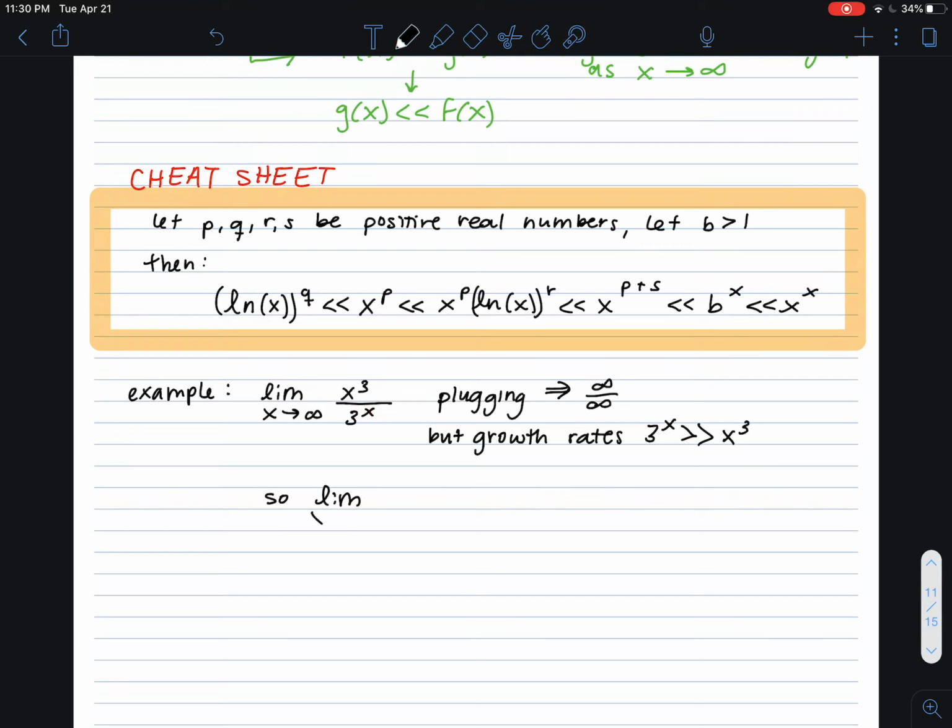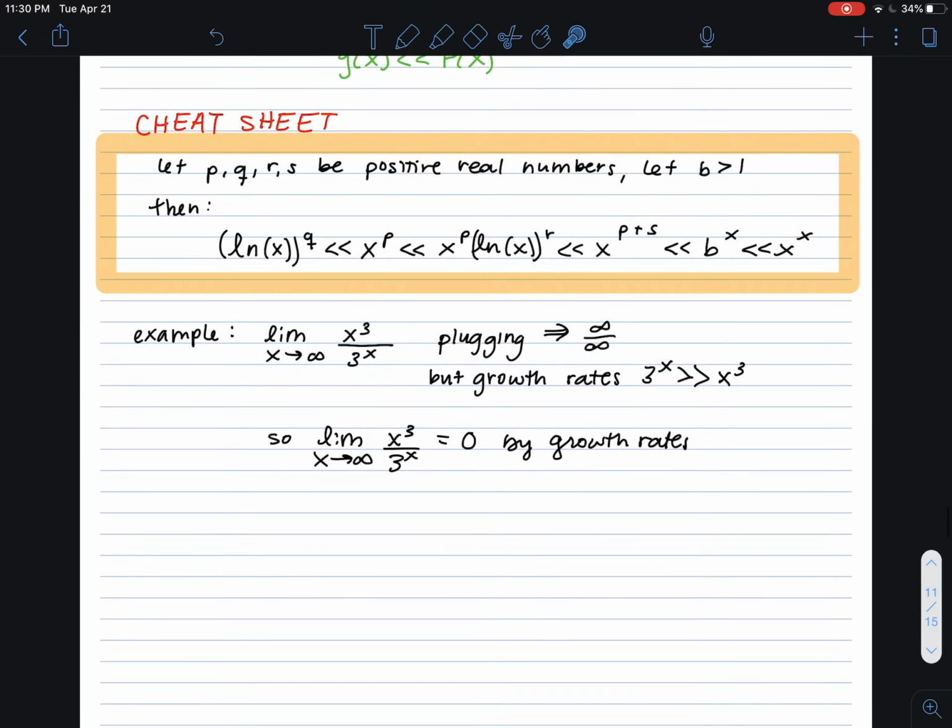So the limit as x goes to infinity of x to the third over 3 to the x is equal to 0. And then you would just say by growth rates, to clarify how you did it, right? So the 3 to the x is going to infinity faster, so we're basically dividing a number by infinity, which we know is 0.